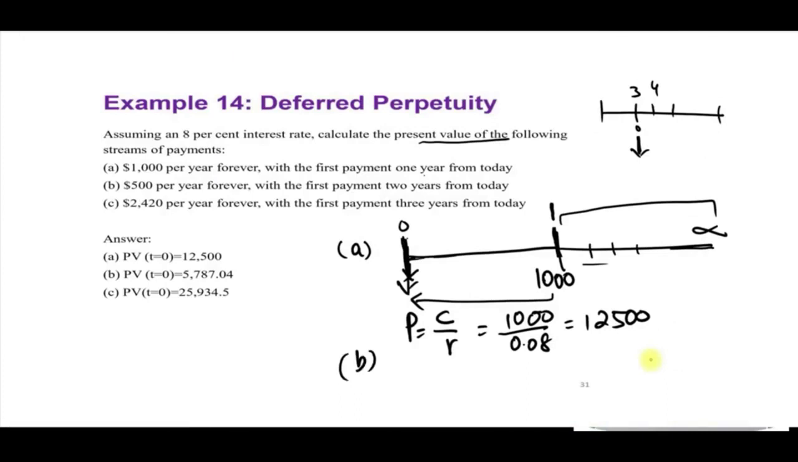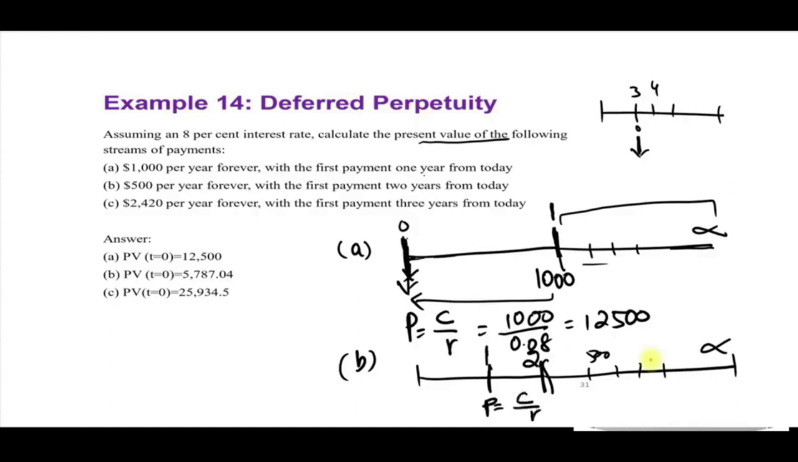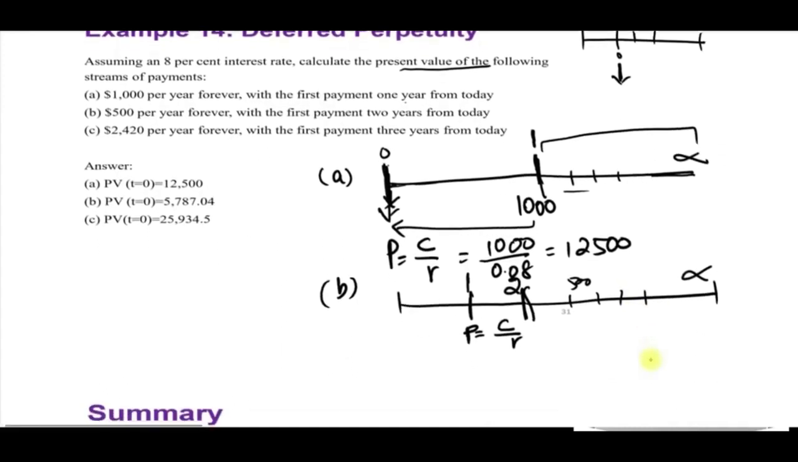500 per year forever, with the first payment 2 years from today. So 2 years from today means our answer would be at year 1. At year 1 we apply the perpetuity formula, C divided by R. Remember last time we applied the annuity formula here. We could apply the annuity formula, but because that is infinity, we have to apply the perpetuity formula. So our answer would be here.